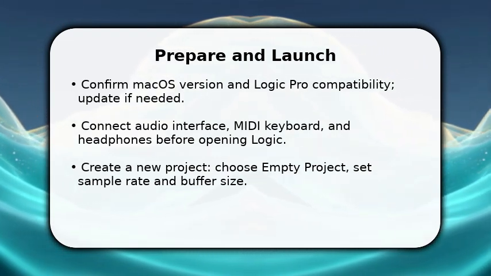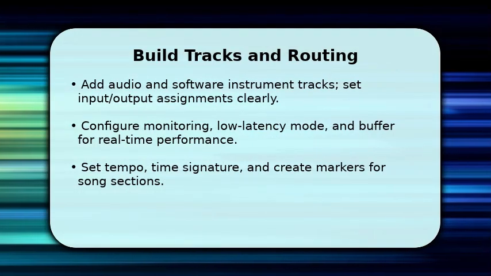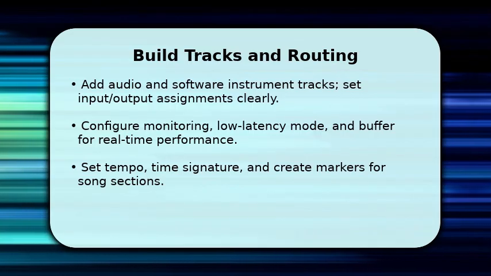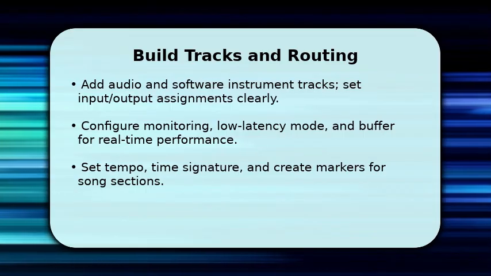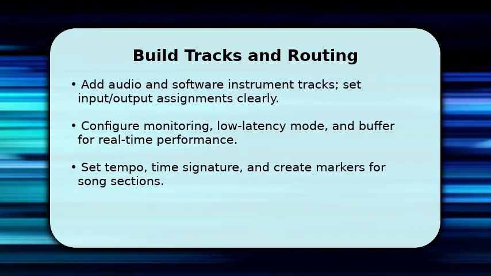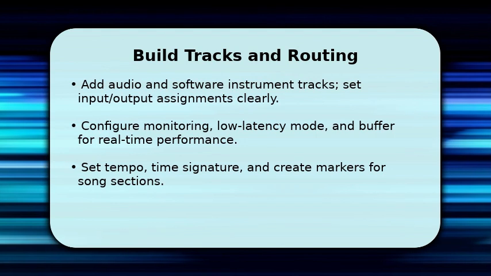Next, add the tracks you need. Create audio tracks for microphones and instruments, and software instrument tracks for synths. Assign inputs and outputs deliberately so you know where sound flows. Turn on input monitoring, enable low latency mode if tracking, and adjust buffer size to balance CPU and latency. Set tempo and time signature to lock your grid, then drop markers for intro, verse, and chorus to navigate quickly. Doing this organizes signal flow and session structure, so editing stays focused.